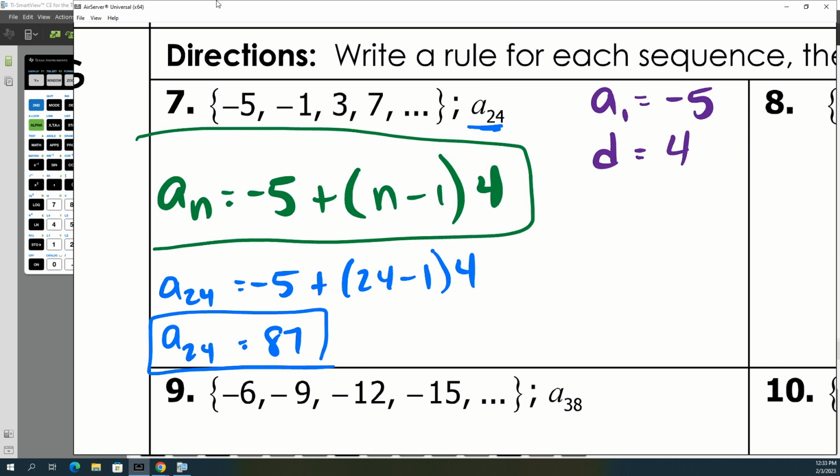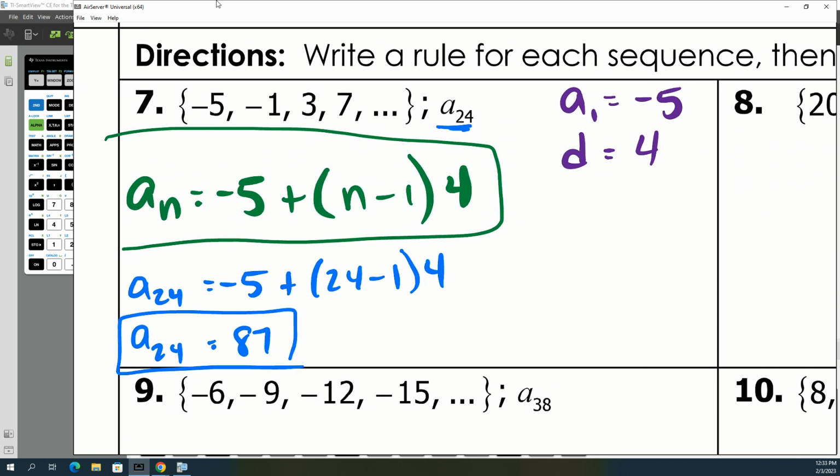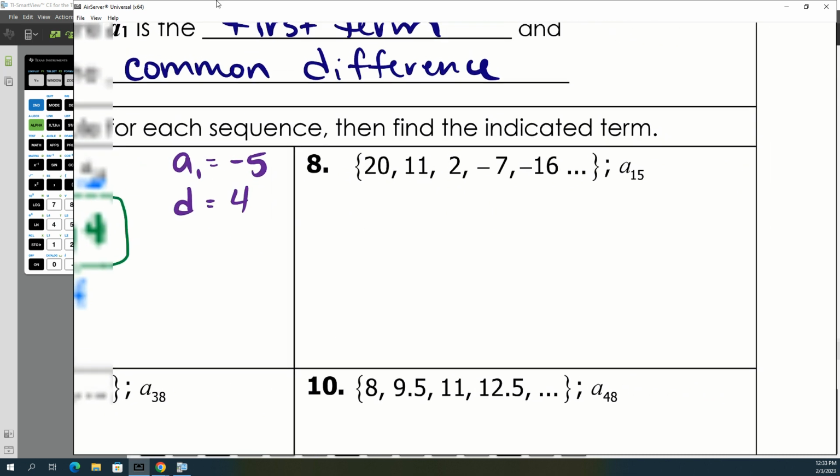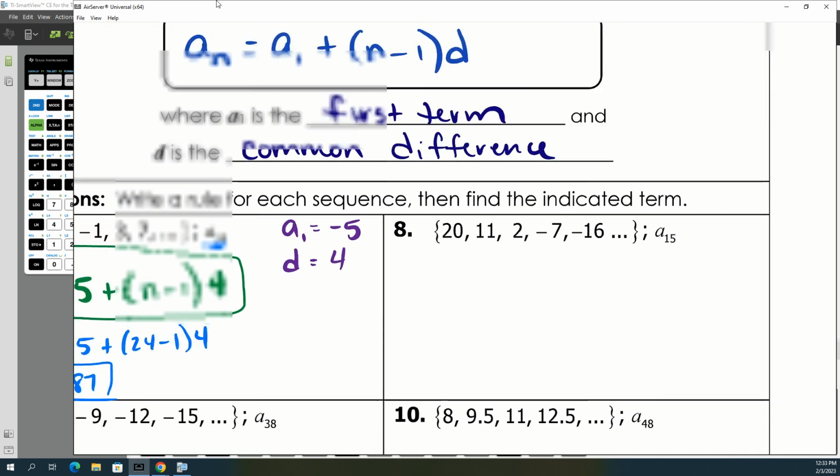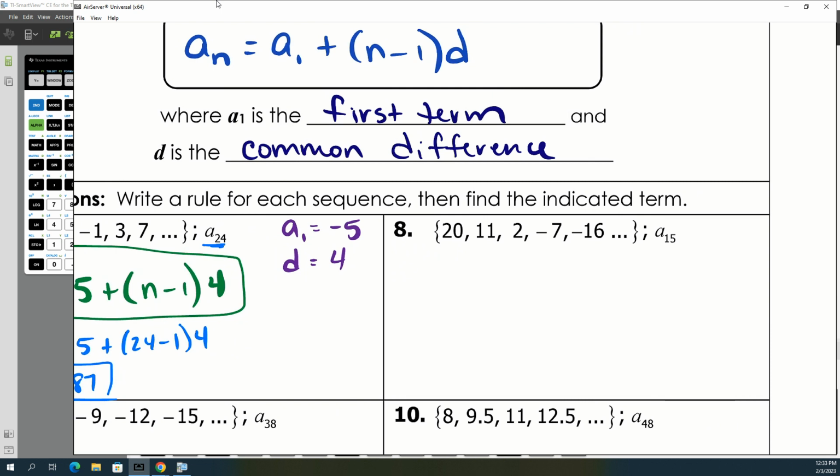All right, we're going to do another one. So if it's still a little weird, just hang in there. We're going to use this formula a lot today. So let's look at number 8. Let me zoom out so we can see the formula. All right, start off by writing the rule.